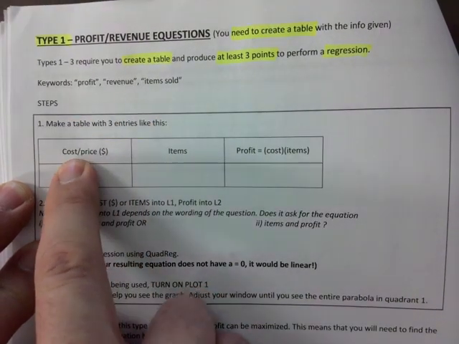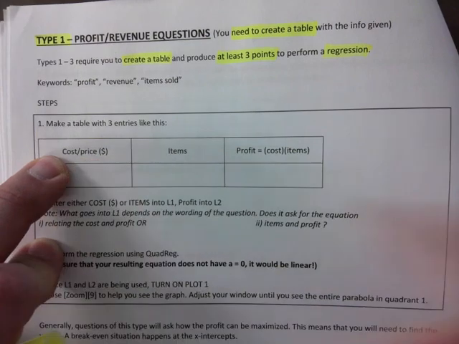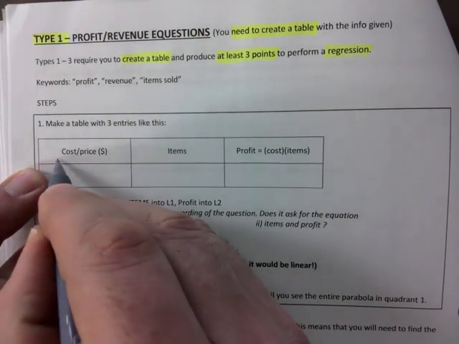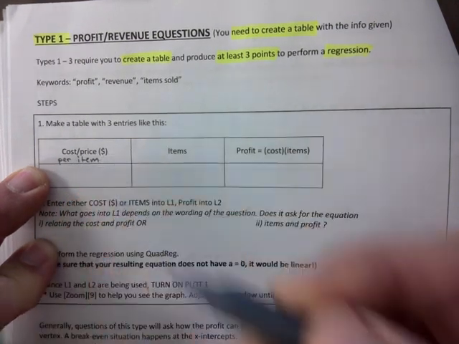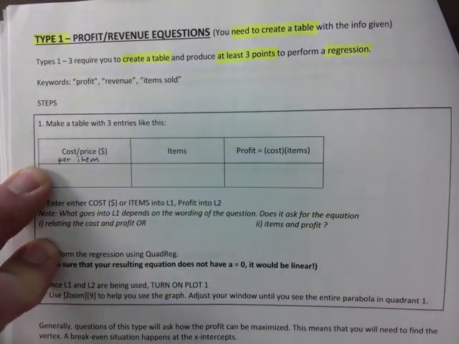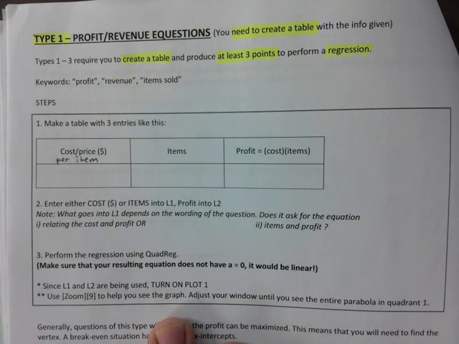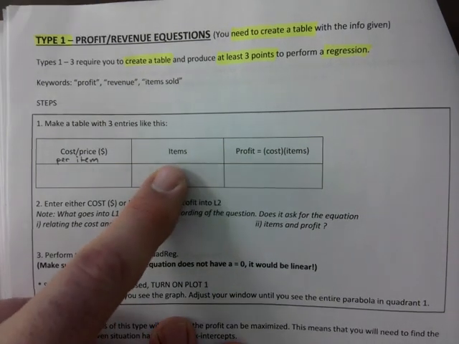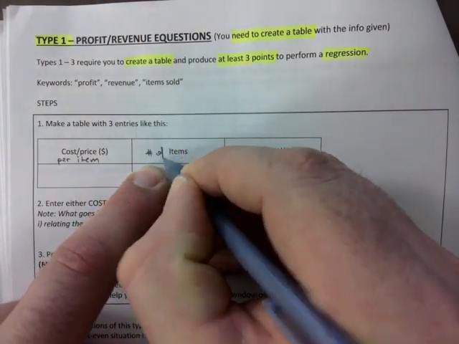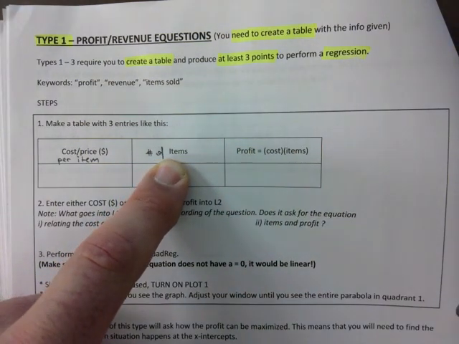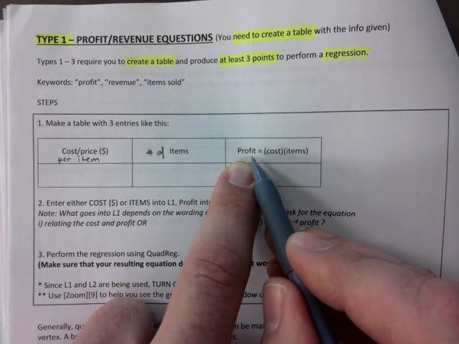So for example, you'd have the cost, price, right, per item. So this could be tickets, this could be pounds, whatever it is, right? Cost or price. And then in the middle, you'll see the number of items that are being sold under that price. And at the end, you would have profit.